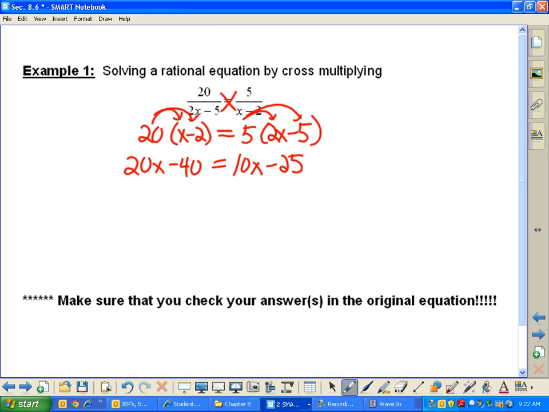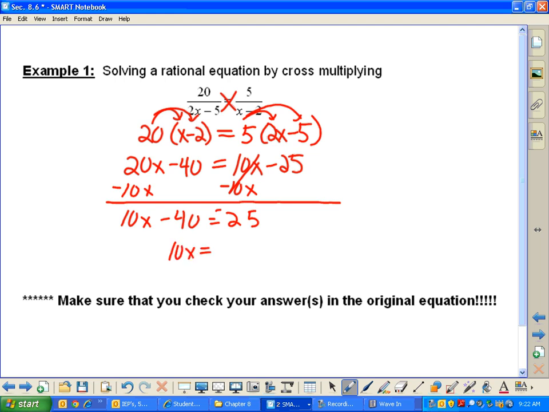I agree. So subtract 10x, we move all of our variables to one side and then our constants to the other. So now on this side we have 10x minus 40 equals negative 25. And then according to Matt, we would then add 40 to both sides. 40 and negative 25 combines to make 15. And then 10 times x equals 15.